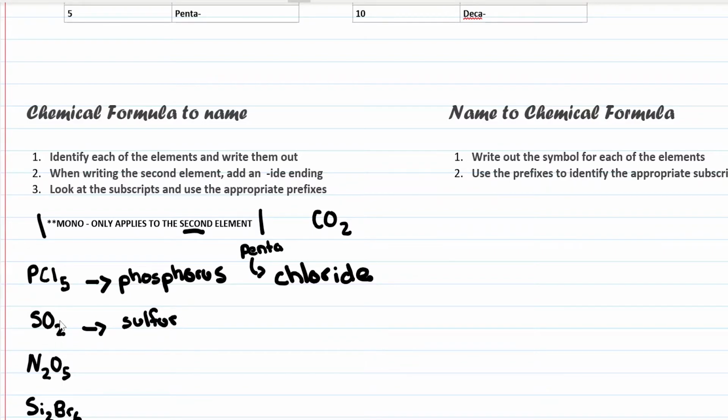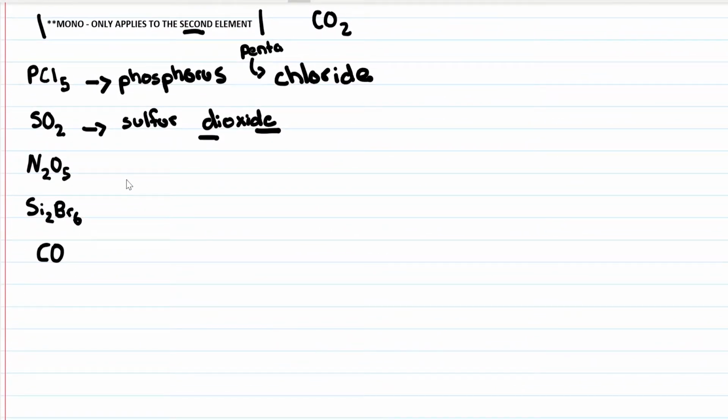And then since it's going to be 2, you're going to have di, and then the ide ending, so oxide. Prefix, ending. That's the name of the compound, sulfur dioxide. Awesome. Next, we're going to see that there's nitrogen and oxygen, and there's two nitrogens, di, which is the appropriate prefix. It's going to be dinitrogen.